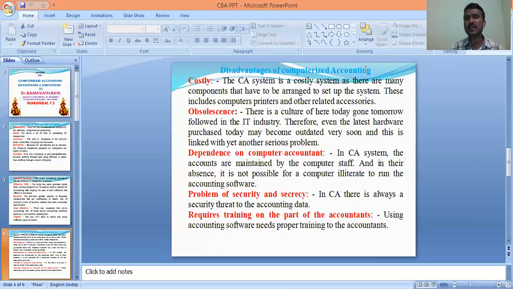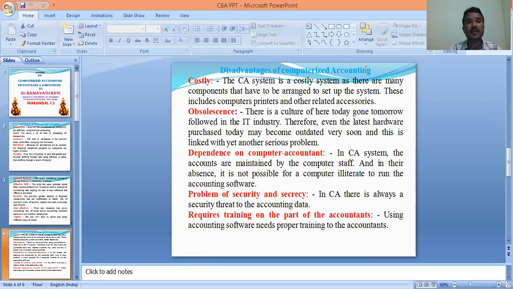I mean, totally, the computerized accounting system is a costly system, as there are many components that have to be arranged to set up the system. These include computers, printers, and other related accessories. Okay, you see, this is one of the disadvantages of the computerized accounting system.